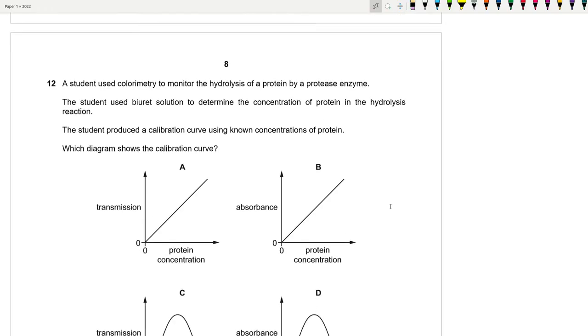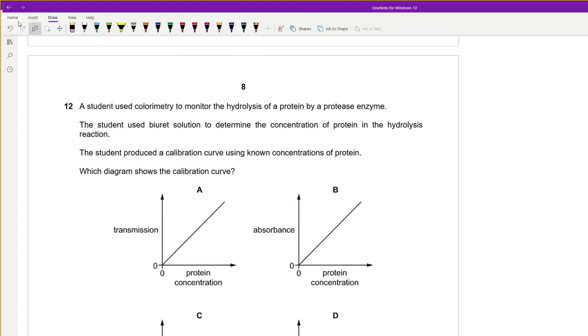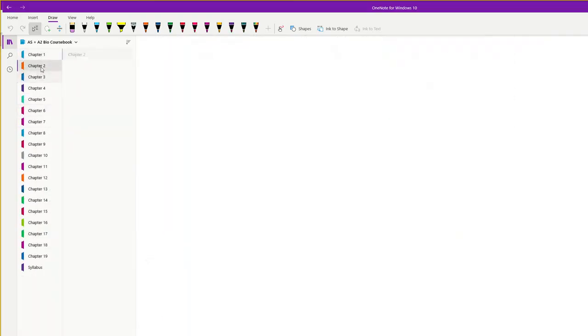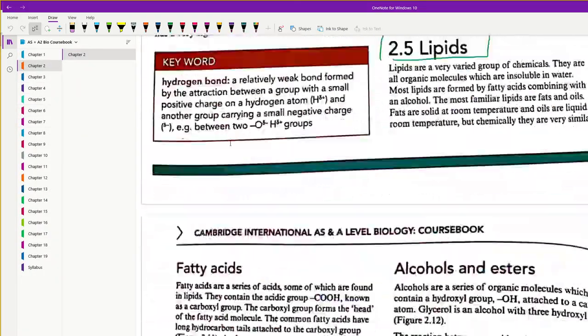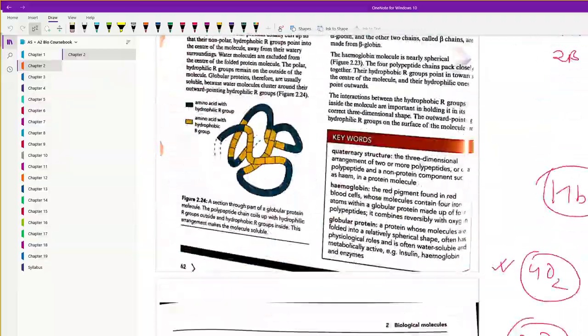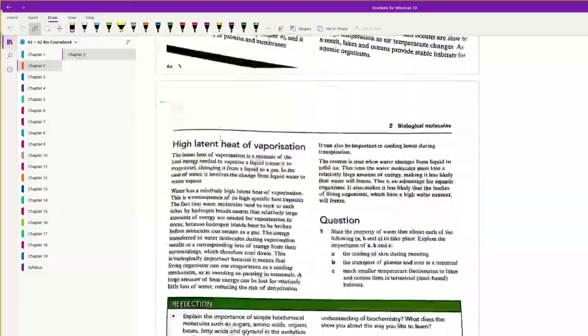12. A student used colorimetry to monitor the hydrolysis of protein by a protease enzyme. The student used biuret solution to determine the concentration of protein in the hydrolysis reaction. The student produced a calibration curve using known concentrations of protein. Which diagram shows a calibration curve? So guys, in a colorimeter, we actually can measure transmission or absorbance. Check this. For the biuret test, it's the test for proteins. Okay, so you guys need to know about the biuret test properly. Where is it in the course book?